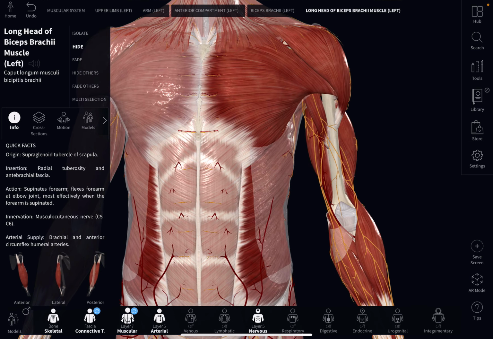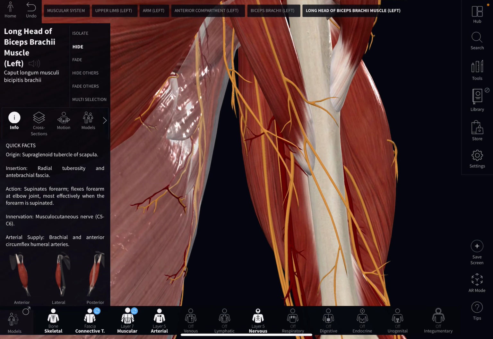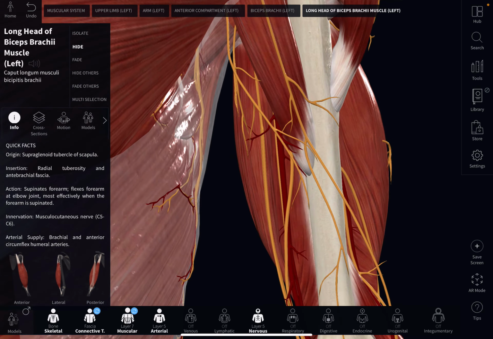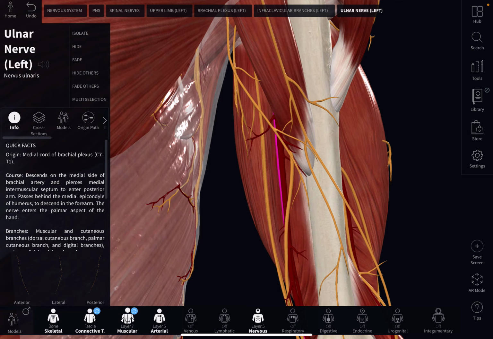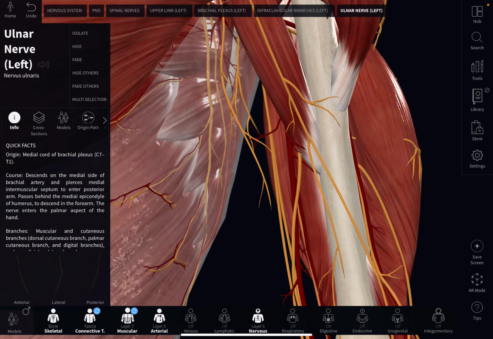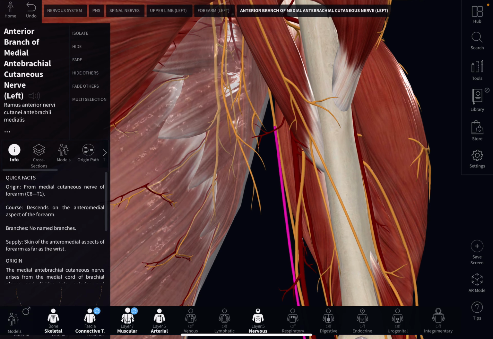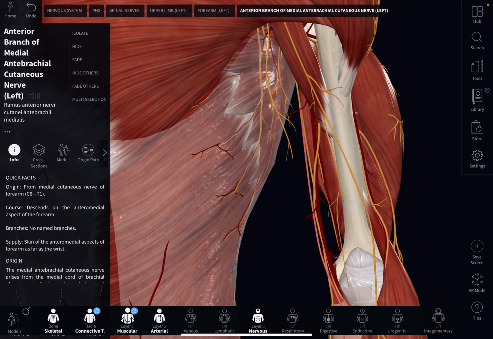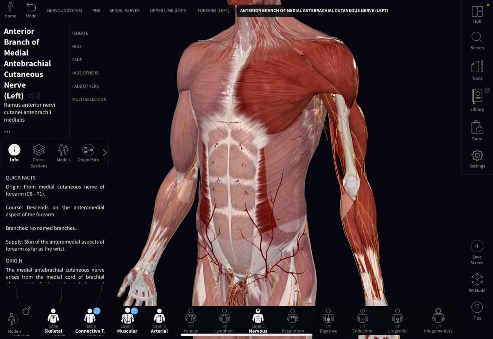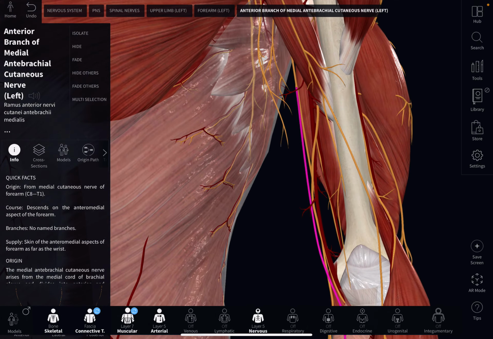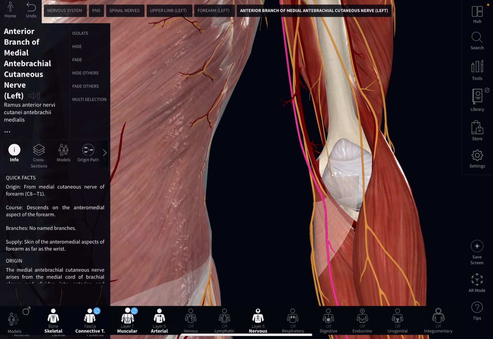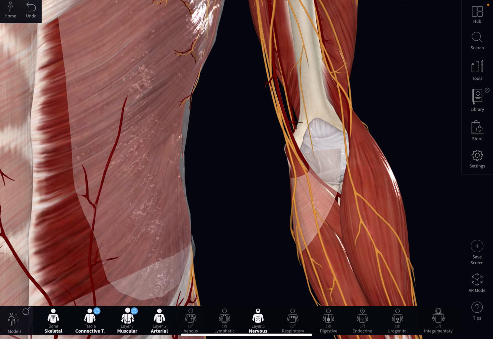So medially, when you look at the medial relation, the medial cutaneous nerve of the forearm and the ulnar nerve lie medial to the brachial artery in the upper part, as you can see. So here is the ulnar nerve. This is the ulnar nerve that lies medial to the brachial artery. And we also have the medial cutaneous nerve of the arm that also lies medial to the brachial artery in the upper part. In the lower part, the median nerve lies medial to the brachial artery.